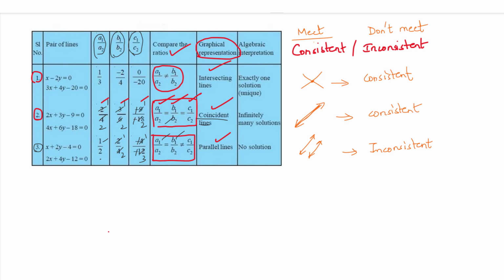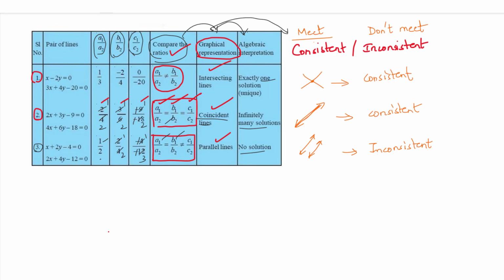So all these three are related to each other. Firstly, compare the ratios. When you compare the ratios, we'll understand what type of graph we'll get. When we know what type of graph it is, we'll know how many solutions it will have, whether it will have one solution, infinitely many solutions, or no solution. Based on this graph, we can again say that the pairs of linear equations can be consistent or inconsistent.